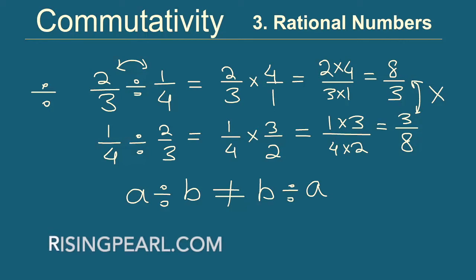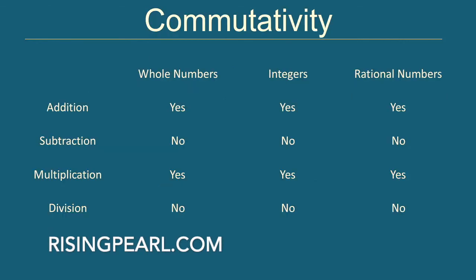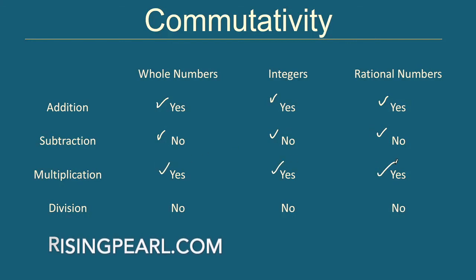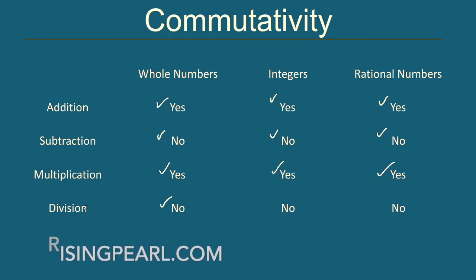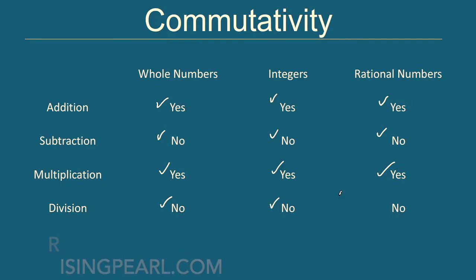So I know this video has become a very long video, but let's quickly wrap it up. So what we see here is that for addition, it is always commutative. For subtraction, it is never commutative. For multiplication, just the same way as addition, it is always commutative. For division, this is like subtraction, it is never commutative.